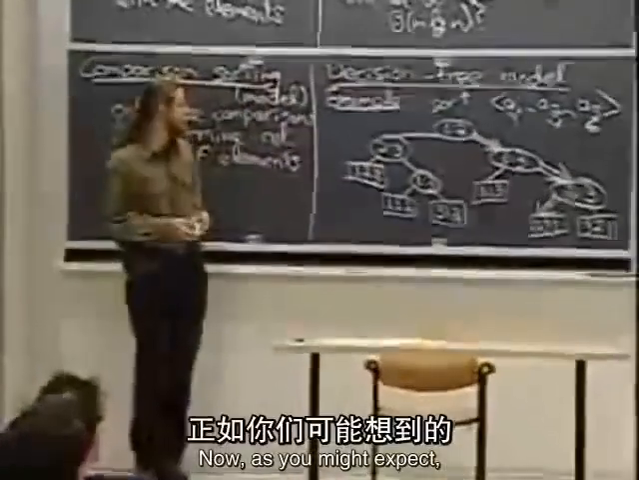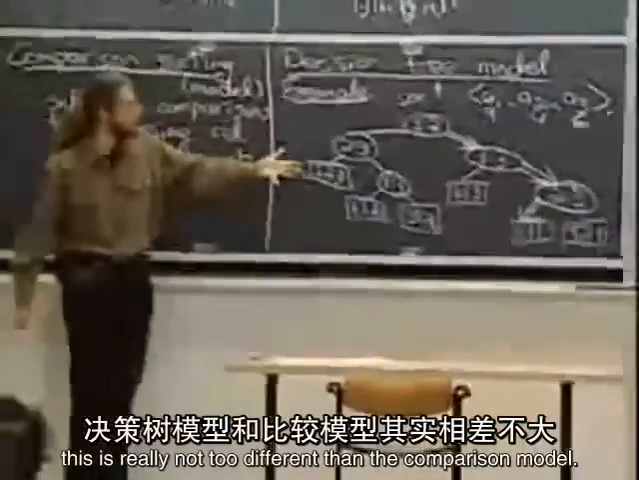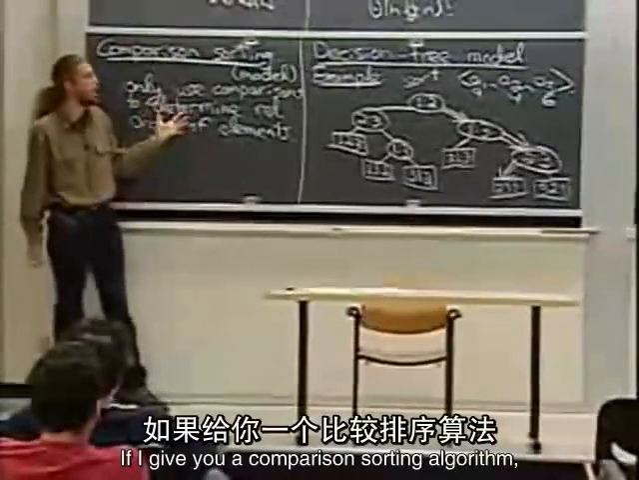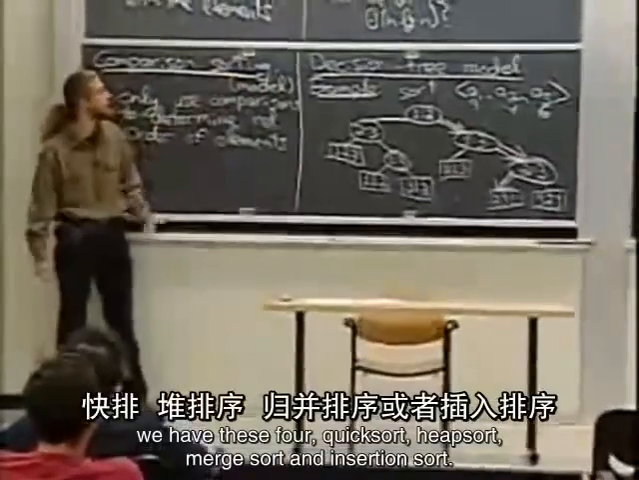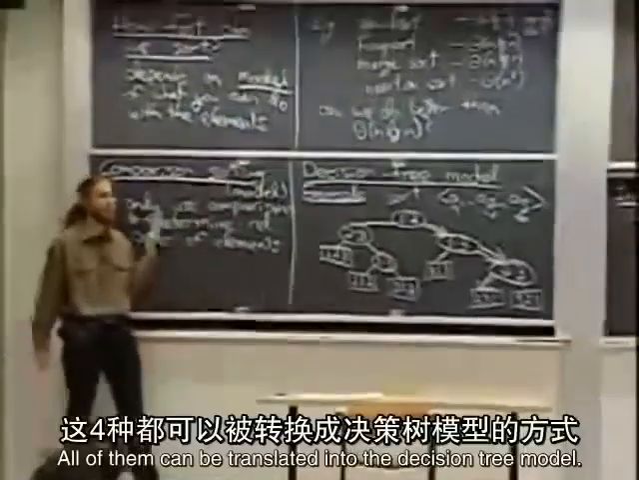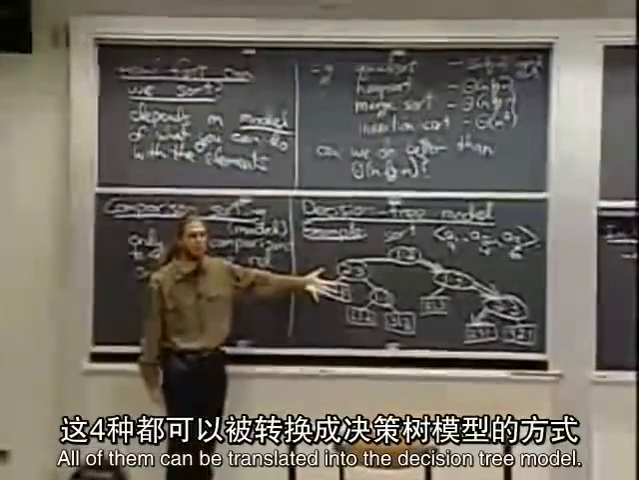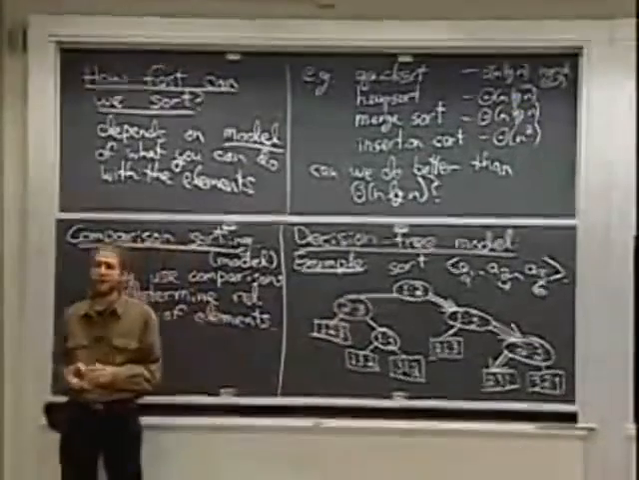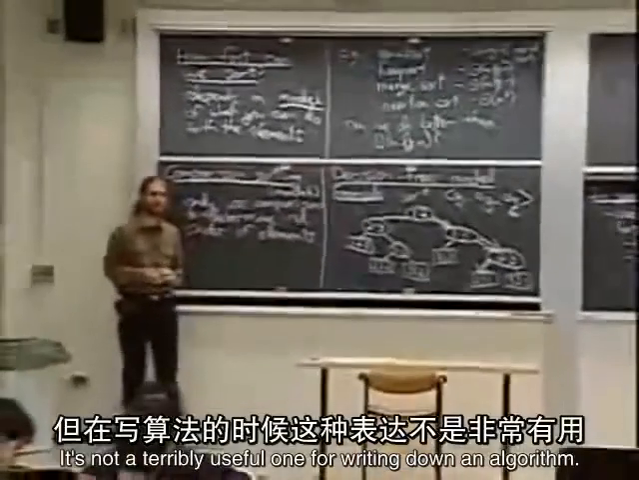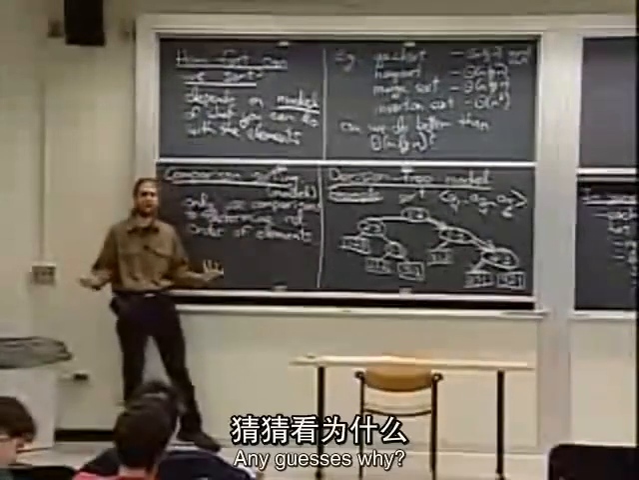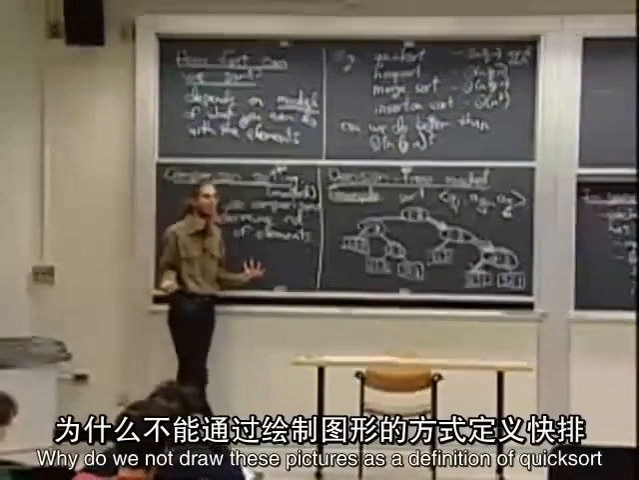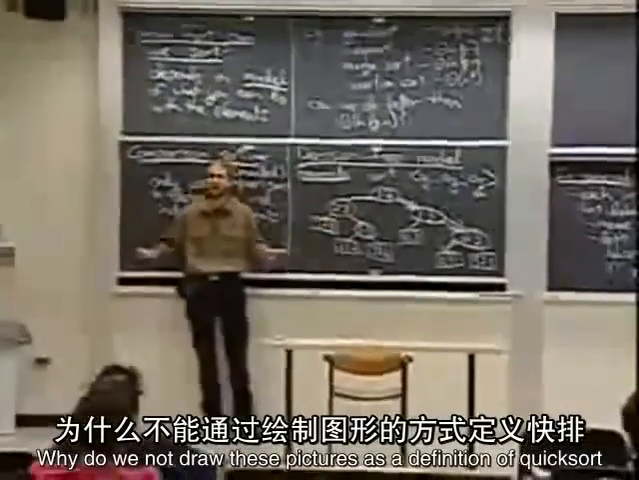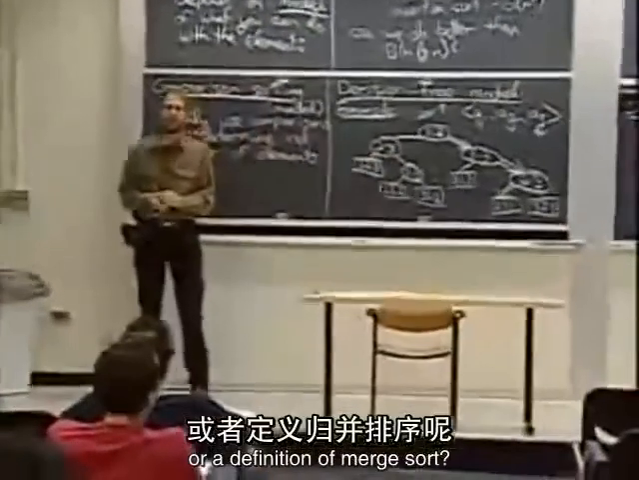Now, as you might expect, this is really not too different from the comparison model. If I give you a comparison sorting algorithm, we have these four: quicksort, heap sort, merge sort, and insertion sort. All of them can be translated into the decision tree model. It's sort of a graphical representation of what the algorithm does. It's not a terribly useful one for writing down an algorithm. Any guesses why? Why do we not draw these pictures as a definition of quicksort or a definition of merge sort?